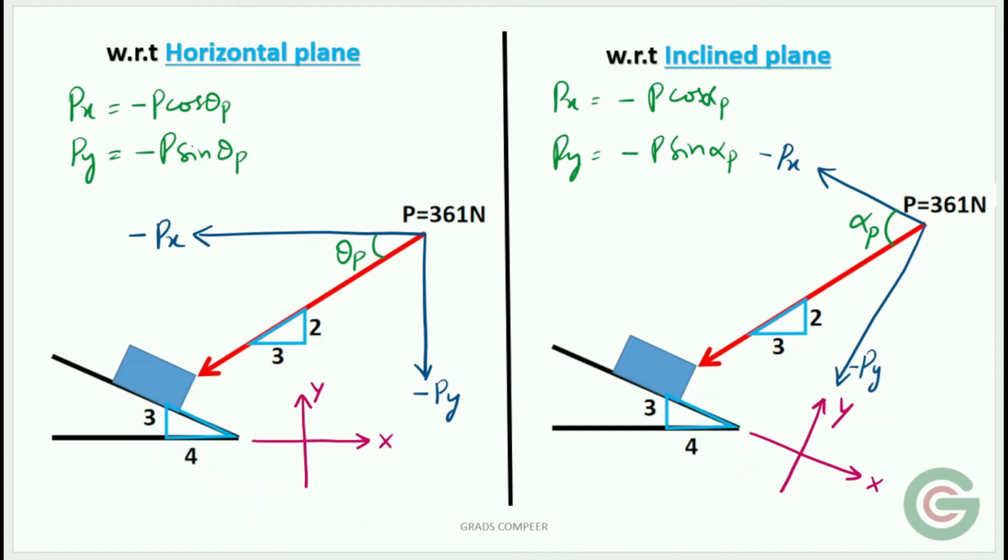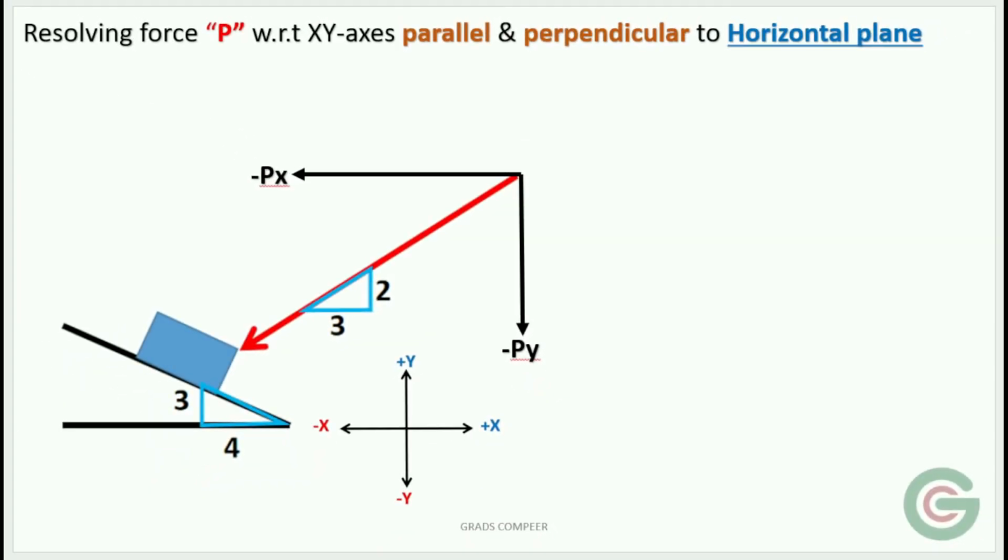Next, we need to find the angle which the force makes with its x component. Then we can find the components Px, Py. Px is P cos theta, Py is P sin theta. Now let us resolve force P with respect to the xy axis, which is drawn parallel and perpendicular to the horizontal plane.